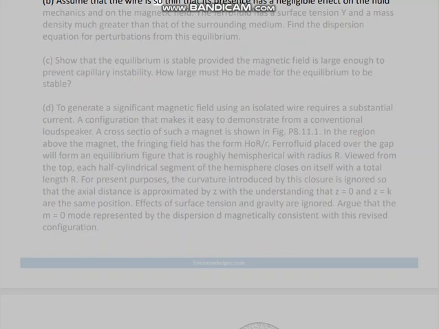B. Assume that the wire is so thin that its presence has a negligible effect on the fluid mechanics and on the magnetic field. The ferrofluid has a surface tension γ and a mass density much greater than that of the surrounding medium. Find the dispersion equation for perturbations from this equilibrium. C. Show that the equilibrium is stable provided the magnetic field is large enough to prevent capillary instability. How large must H0 be made for the equilibrium to be stable?